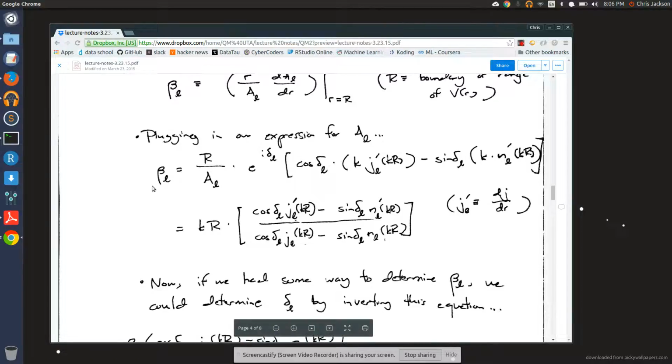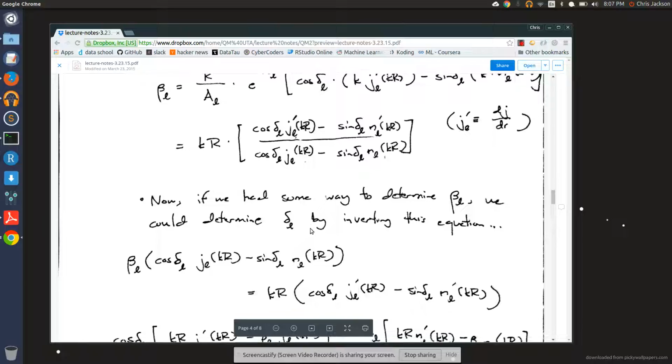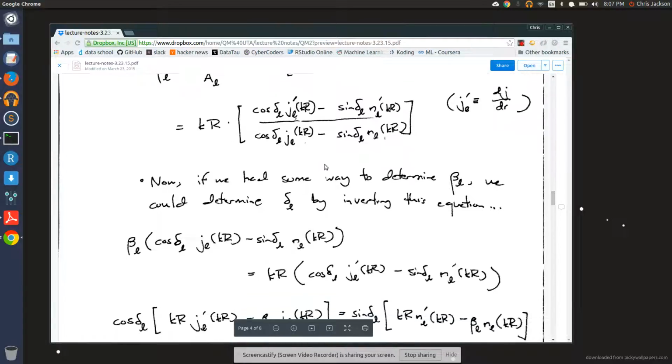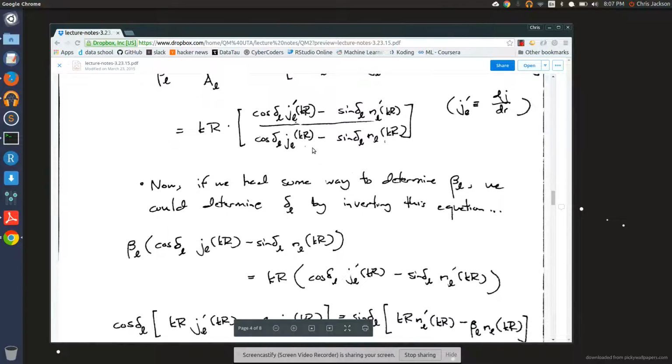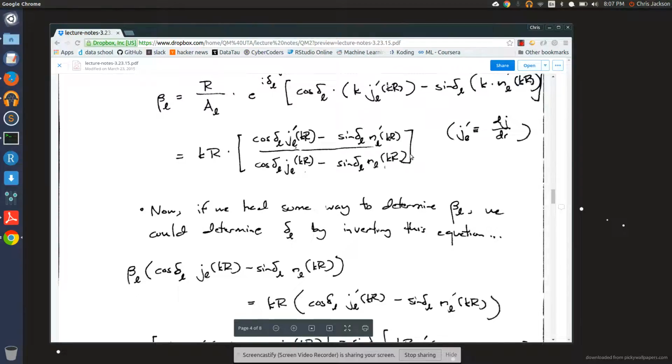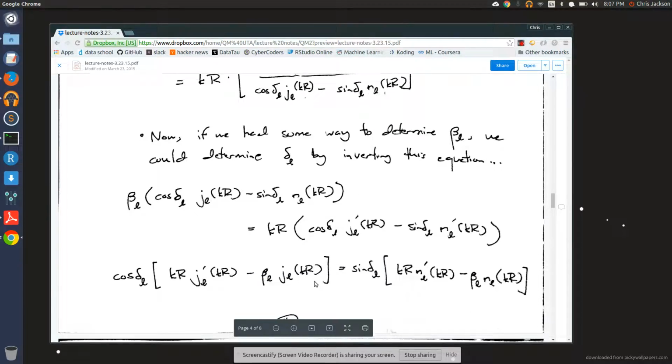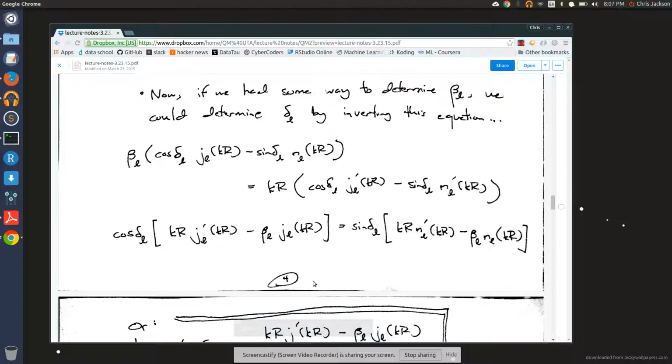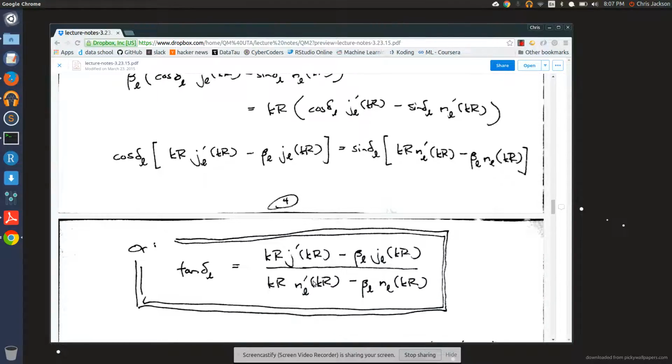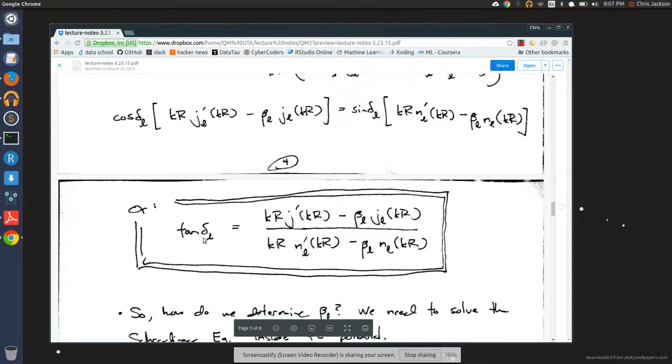Okay, so this is some quantity that hopefully we can extract by doing our matching. And by doing that matching, we can invert this equation and solve for delta L. So let me show you how that's done. It's just a bunch of algebra here for the next few steps. I'm going to multiply both sides by this denominator, and then do some algebraic magic. And what I find in the end is that I can come up with an expression that looks like this. So the tangent of delta L is this stuff, okay?